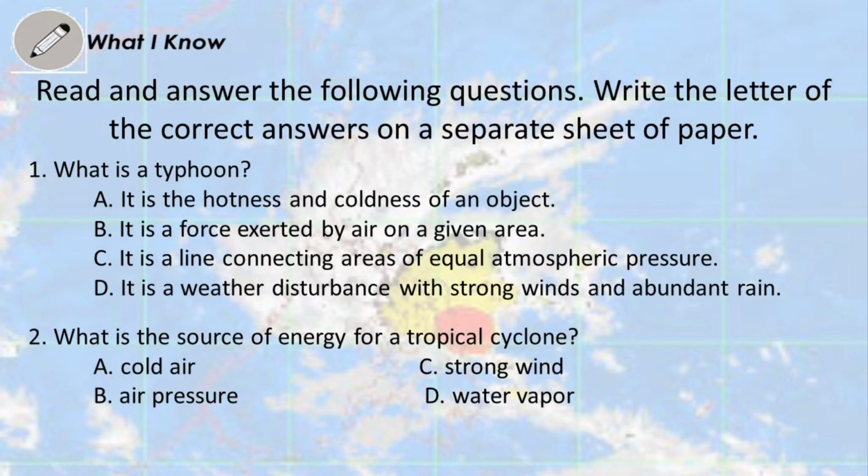2. What is the source of energy for a tropical cyclone? A. Cold air. B. Air pressure. C. Strong wind. D. Water vapor.